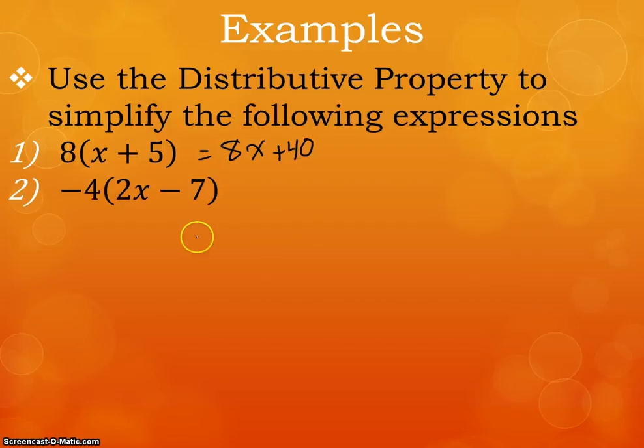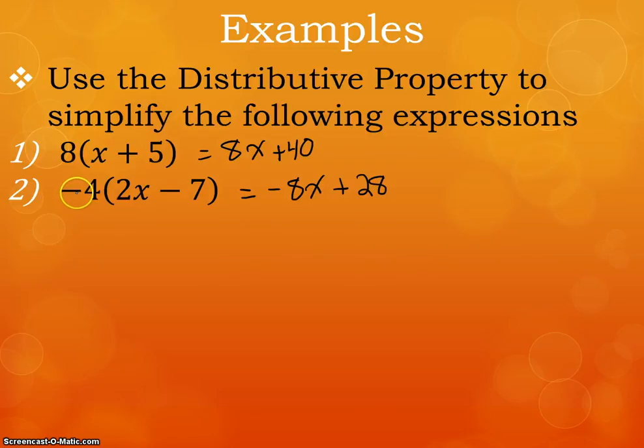So I have something like this. We have negative 4 times (2x minus 7). We still, again, multiply our numbers. So negative 4 times 2 is negative 8, so we have a negative 8x. And the negative 4 times the negative 7, well, that's a positive number, because negative times negative is positive. So 4 times 7 is 28, so it becomes plus 28.